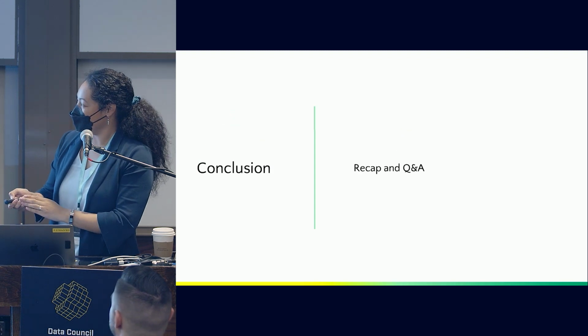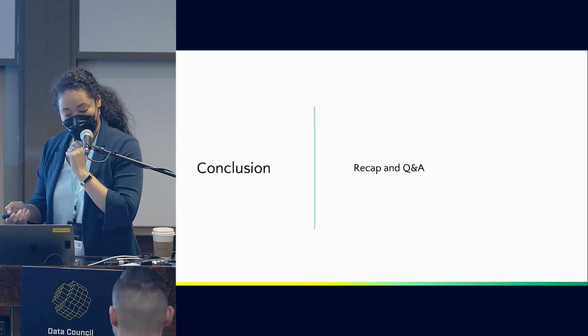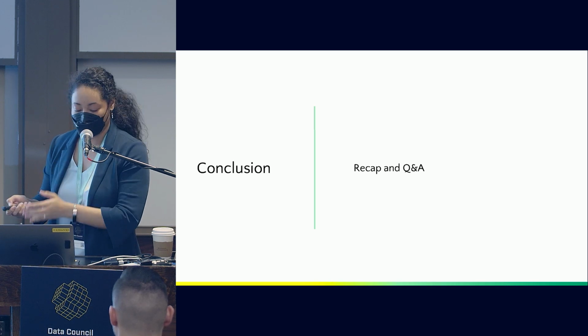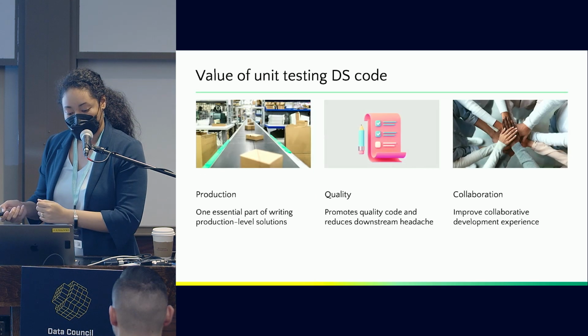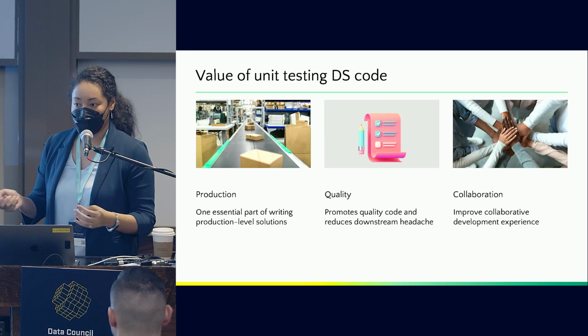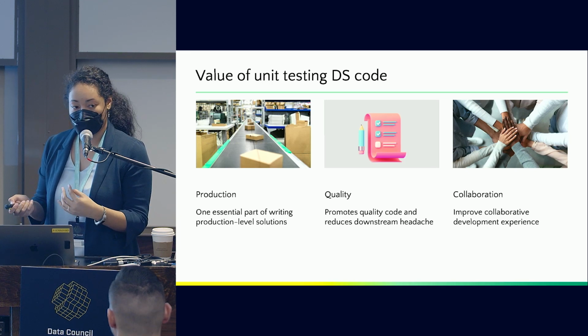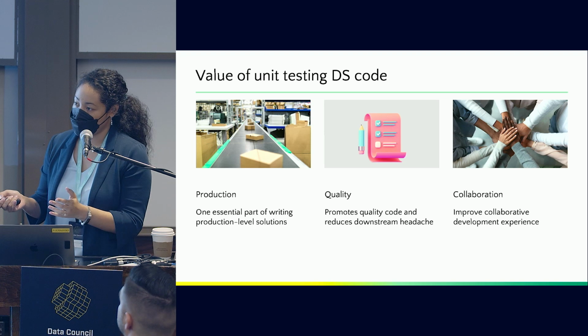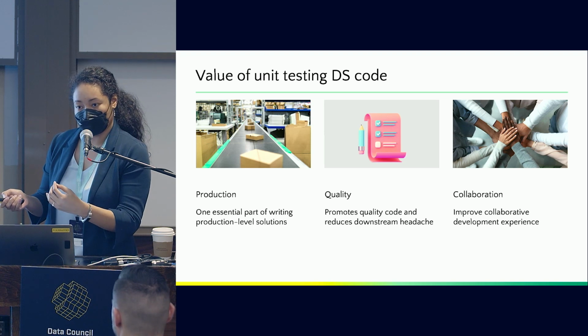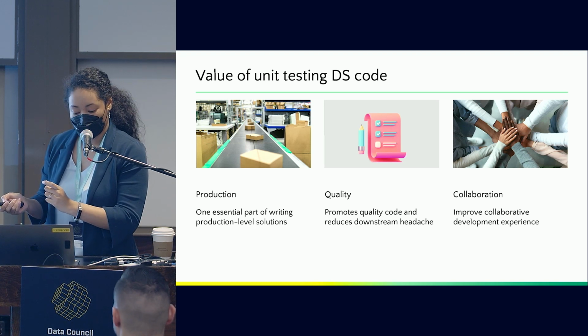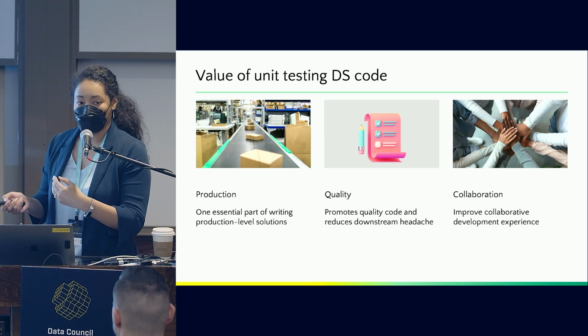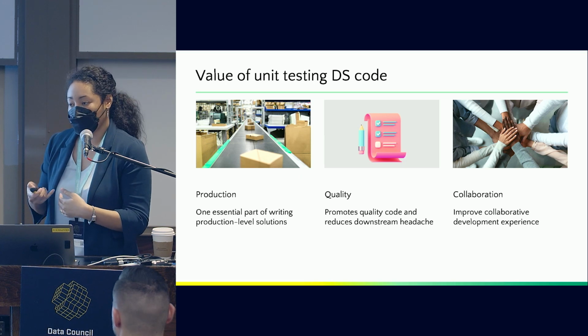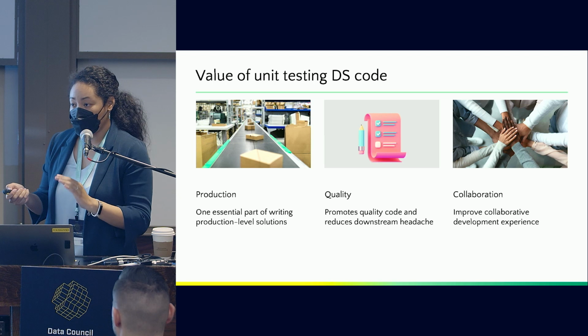All right. So we're running a little fast, apologies, but this leaves more time for questions. So just in overview, the value of unit testing for data science code is that it really helps for writing production-ready code. There's more to it than just unit testing, but it is really a key part of it. It helps promote quality for any sort of solutions you're writing for yourself or with others, and it helps prevent downstream headaches as well.